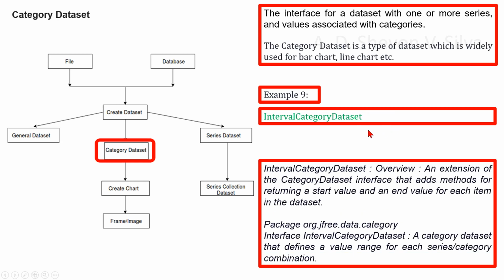Overview of IntervalCategoryDataset, an extension of the CategoryDataset interface that adds methods for returning a start value and an end value for each item in the dataset. Interface IntervalCategoryDataset in package org.jfree.data.category, a CategoryDataset that defines a value range for each series or category combination.